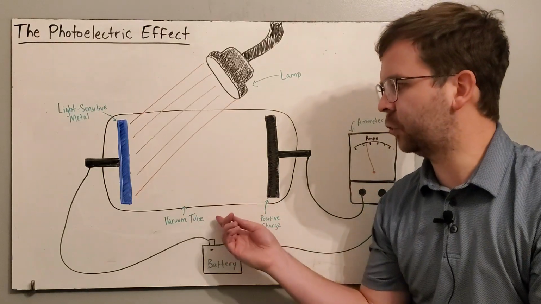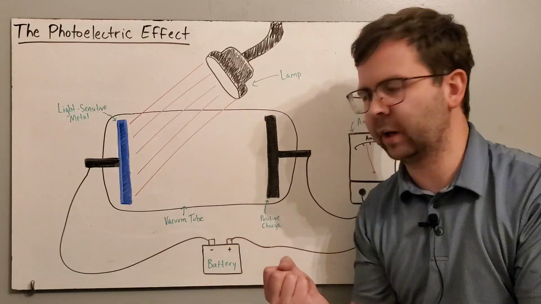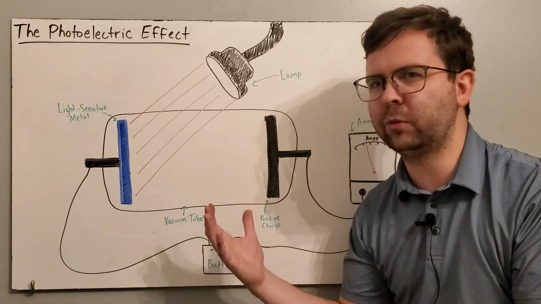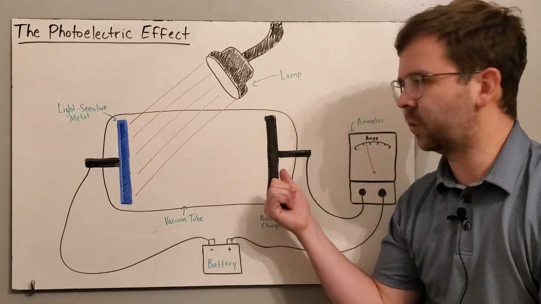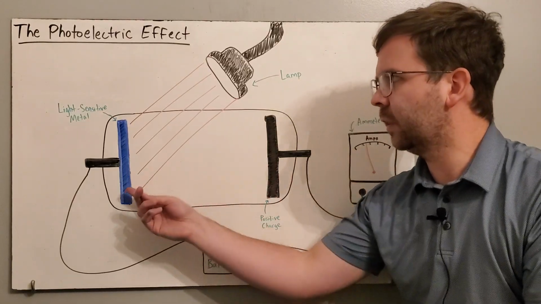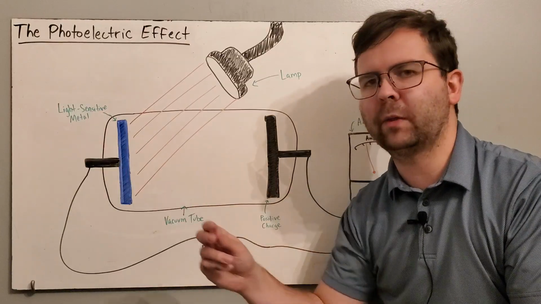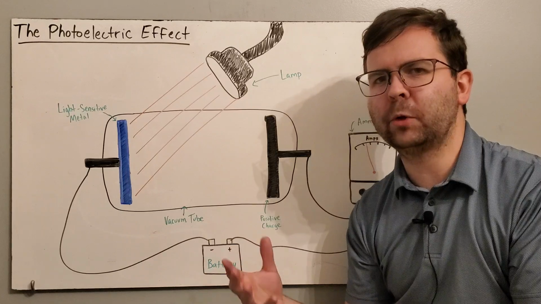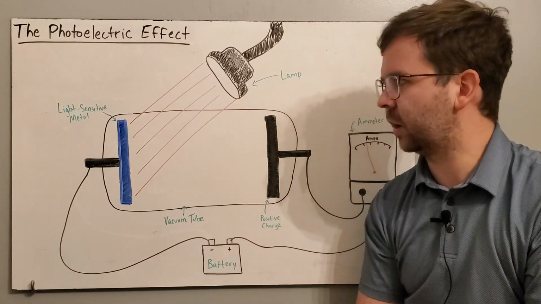Now let me explain how this experiment is set up. We start with a glass tube that has all of the air sucked out of it, a vacuum tube, and on each end of the tube we have some pieces of metal. On one end we just have a standard piece of metal, and on the other end we pick a piece of metal that is sensitive to light. It's known to produce electrons when light shines on it.